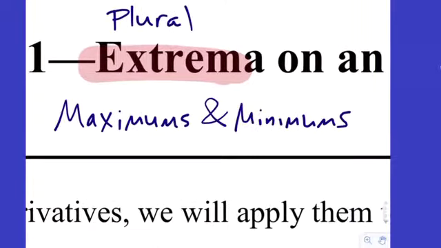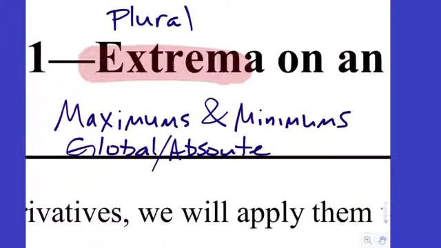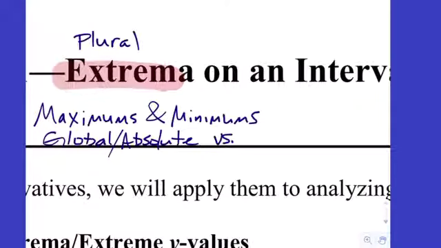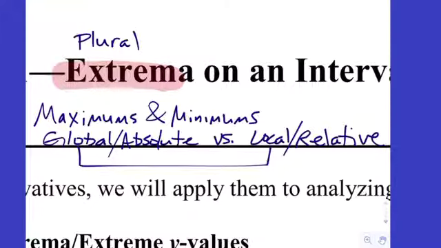So you have two types, maximum and minimums, but you also have two types. You have global or absolute, versus, if it was a competition, local/relative. So you have global extrema or absolute extrema, and you also have local extrema or relative. Usually when we pair them up, we pair up local and relative and global and absolute. Okay, but extrema is just an extreme value.